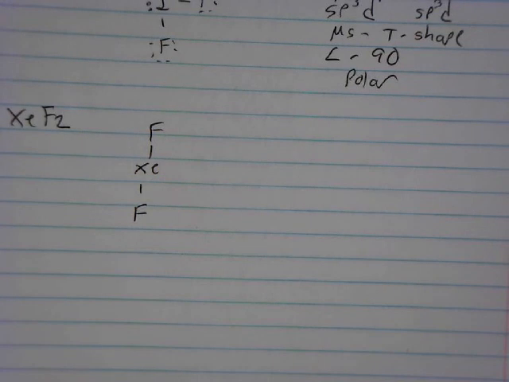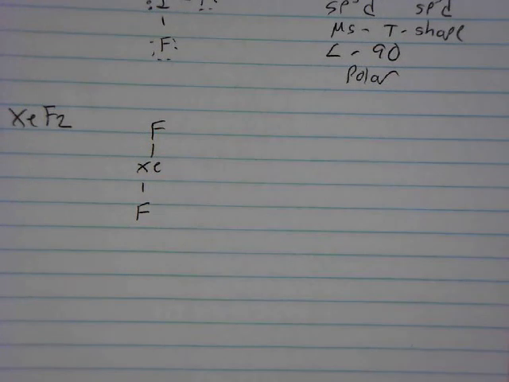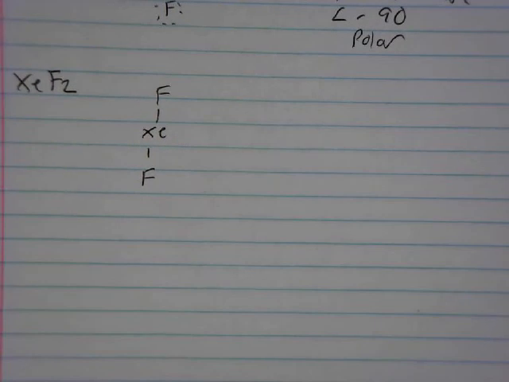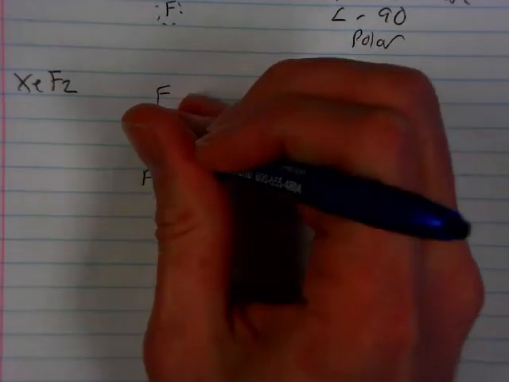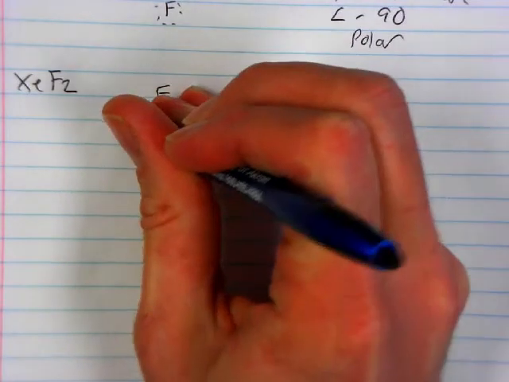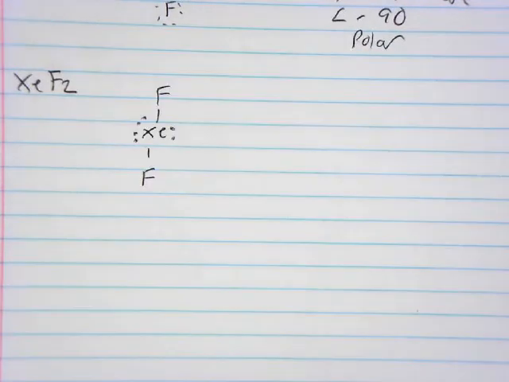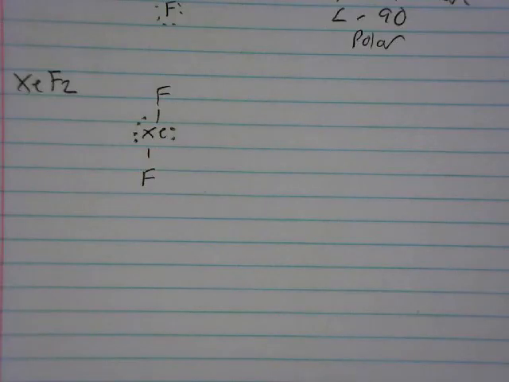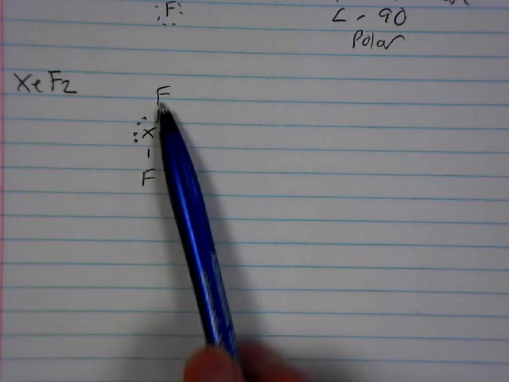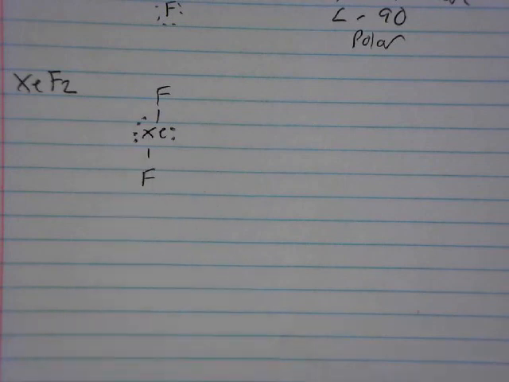Ooh, I'm so lost. The angle is bent? That's what I'm thinking. It has to be 3 lone pairs, right? Or a double bond. No, a double bond's not going to work. It's got to be 3 lone pairs. Where are my lone pairs going to go? 2 on this side and 1 on that side. I've got to spread them out.